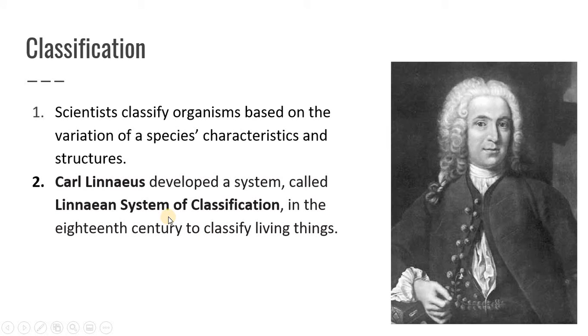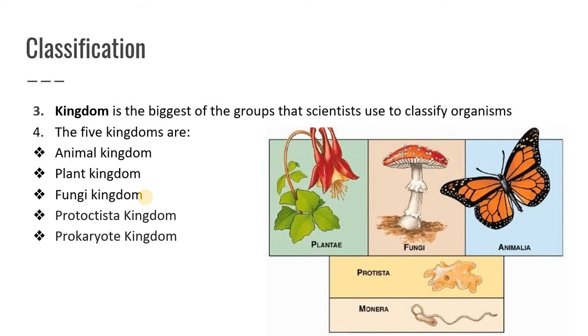So how did he classify living things? As I've mentioned, there are millions, even billions, of living species around the world. Carl Linnaeus came out with this system. When he classified these living things, the first classification he used was called the five kingdoms. A kingdom is the biggest of the groups that scientists use to classify organisms.